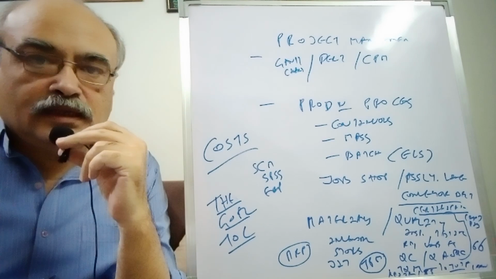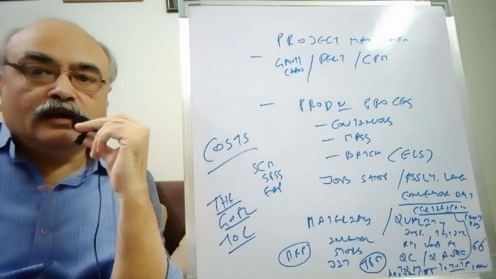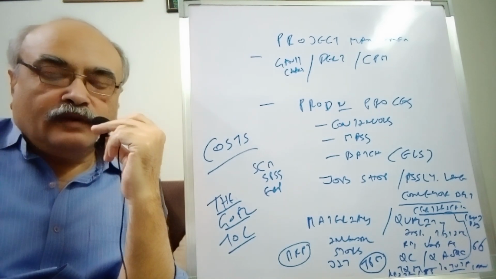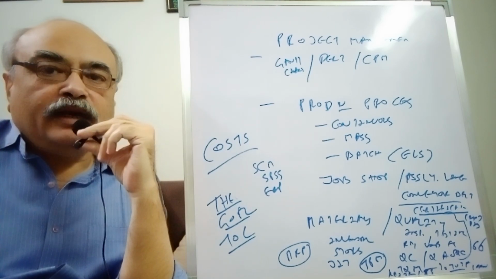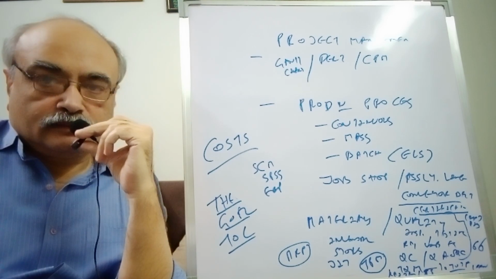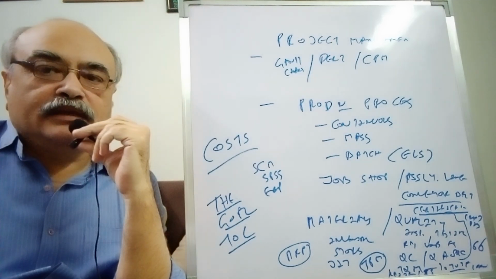Then of course comes the issue of the materials part of it. And when it comes to materials, we are looking at two things. One is the quantity part and one is the quality part. If you talk of the quantity part, we are talking of purchase, inventory and stores. There is something called MRP, Materials Requirement Planning.